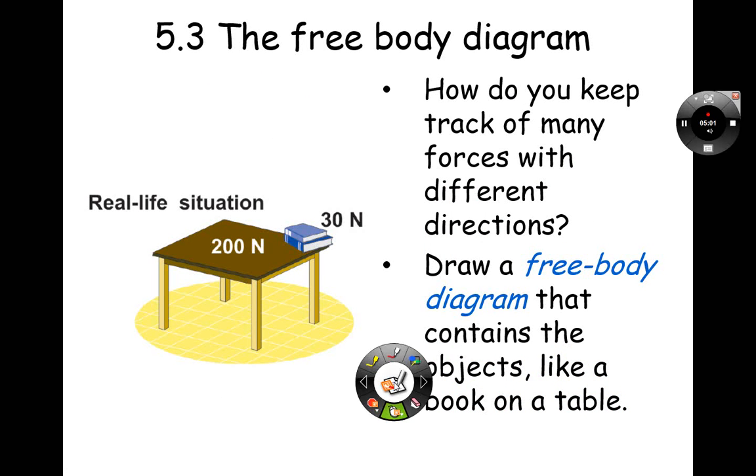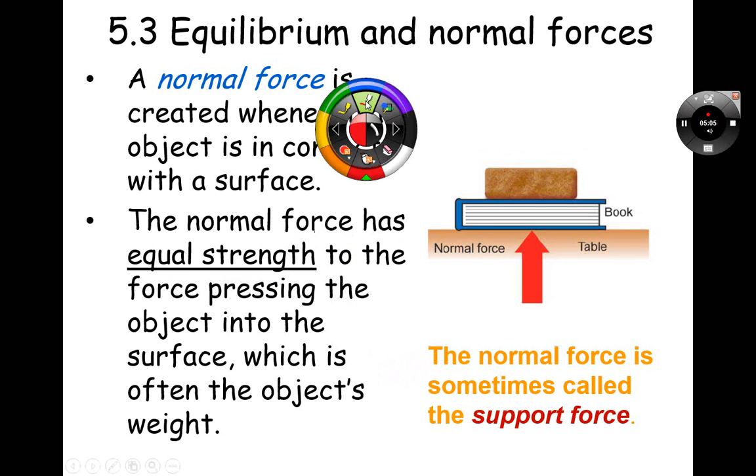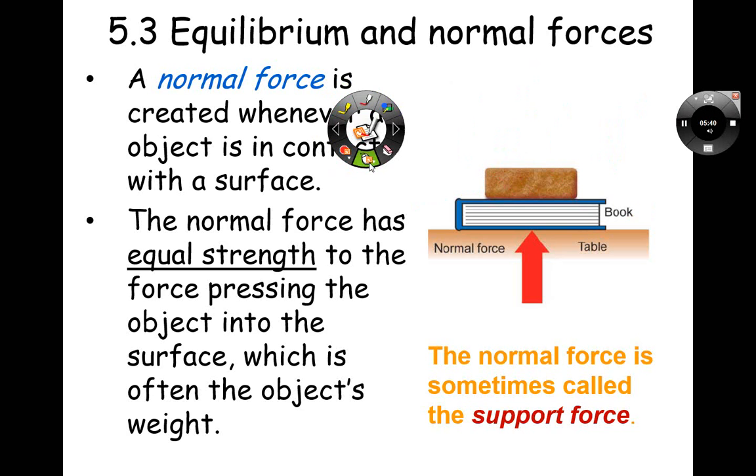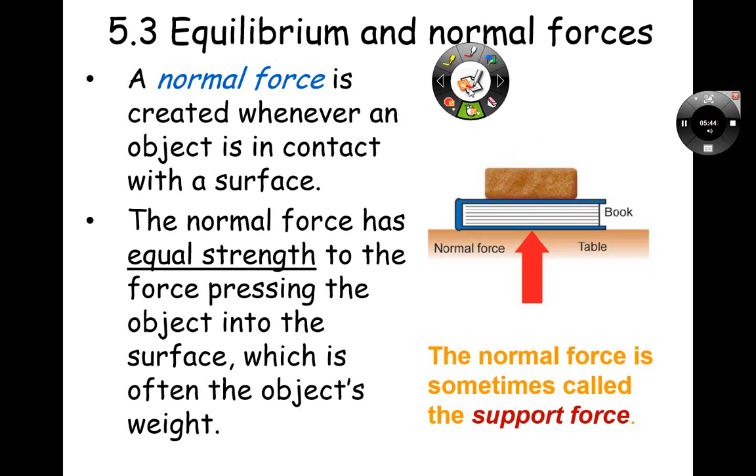If this is the planet Earth, let me make a quick drawing. You are standing on the planet Earth, and the Earth is pulling down on you due to gravity, but you are counteracting that force, and that is your normal force. Now, if you don't counteract gravity with the normal force, what's going to happen? If gravity keeps increasing, boom, this guy gets smushed, and you're dead. So that's what happens if you don't stay normal. The normal force has equal strength to the force pressing on the object, typically equal to the weight.